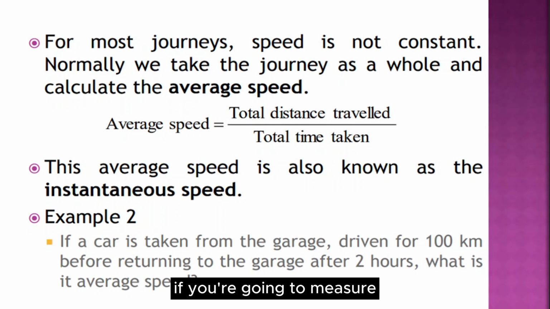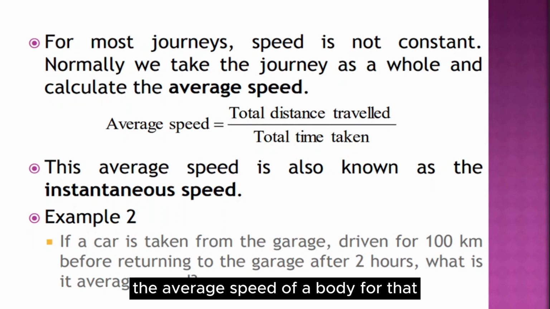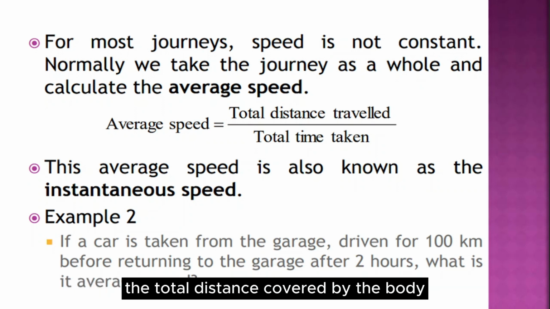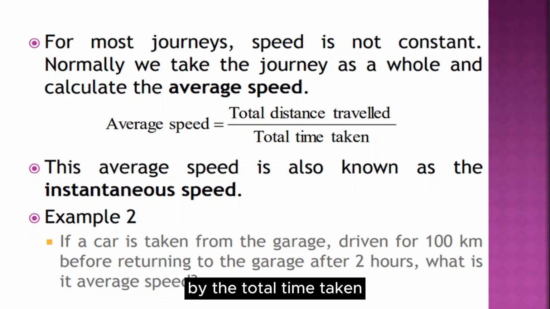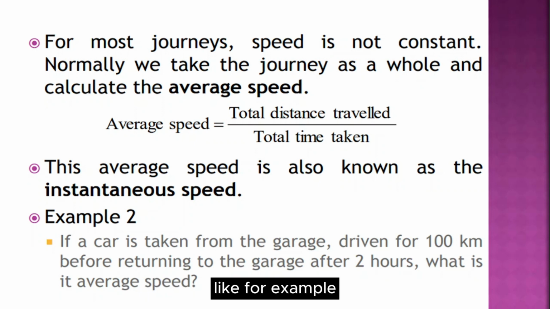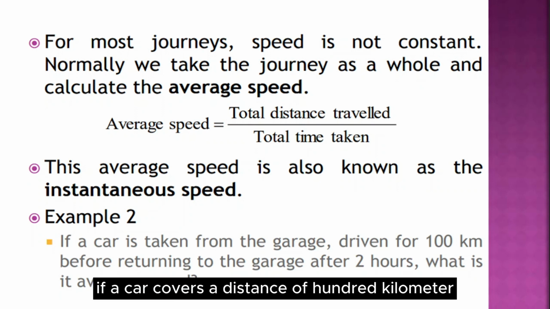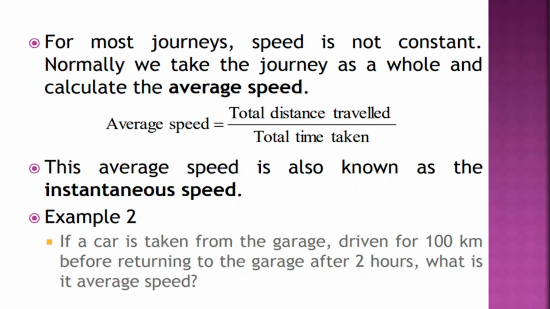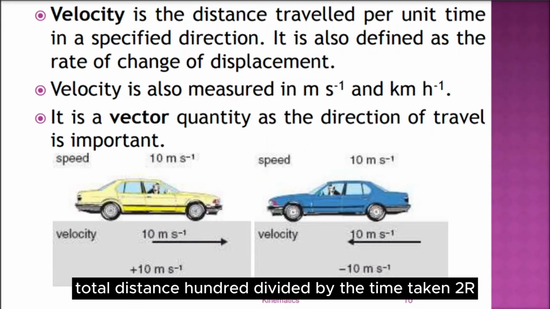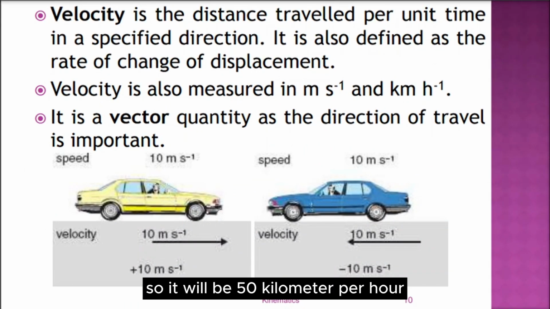If we are going to measure the average speed of a body, we have to add up all the distance covered by the body, and then divide the total distance by the total time taken. For example, if a car covers a distance of 100 kilometers in 2 hours, the average speed will be total distance 100 divided by the time taken 2 hours, so it will be 50 kilometer per hour.